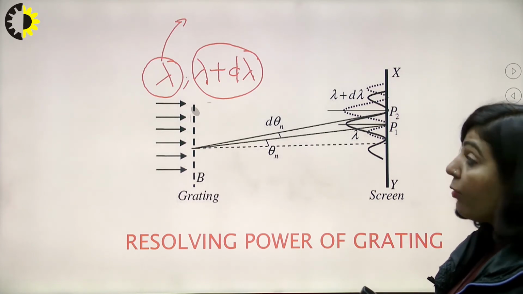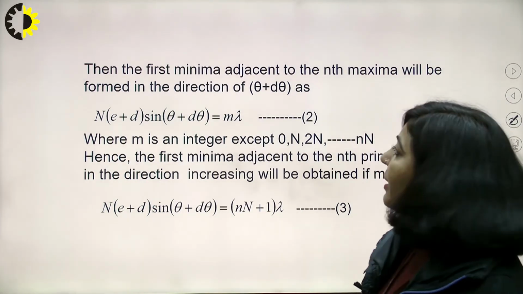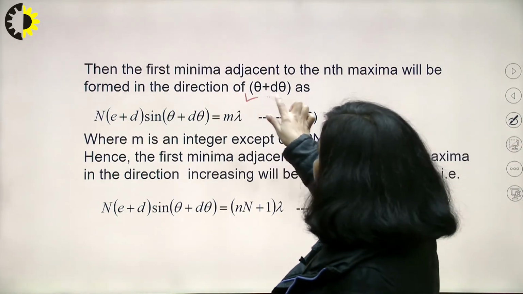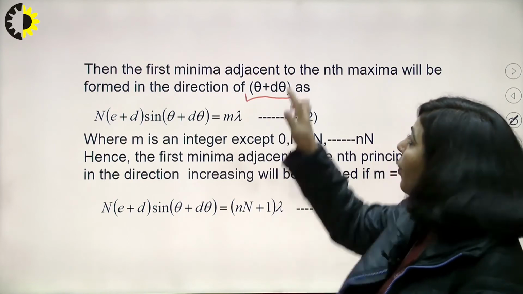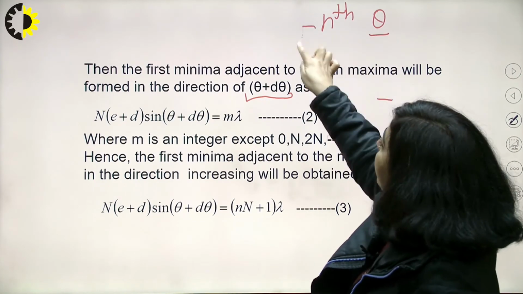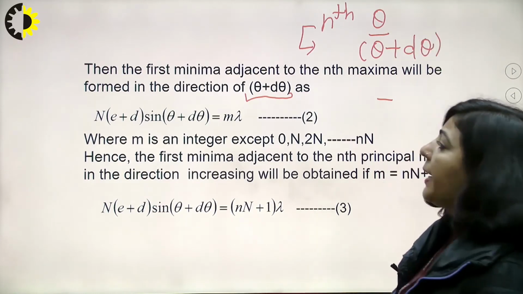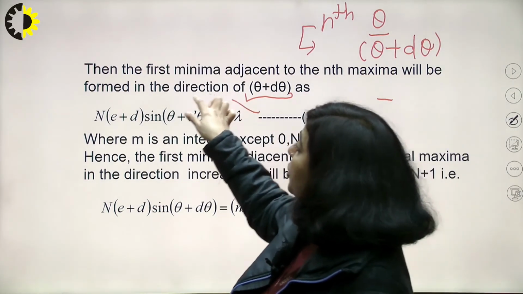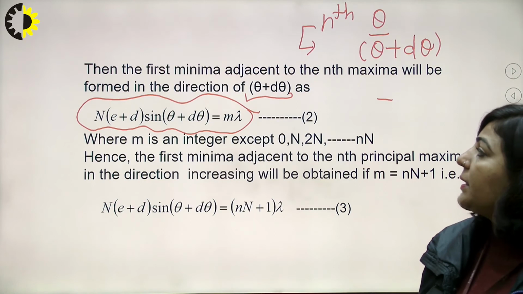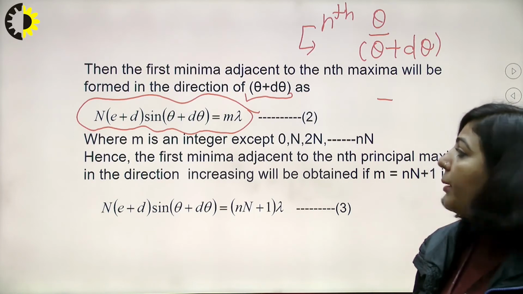So how are we going to resolve it? That we will find by again using the condition of maxima and minima. Let the first minima adjacent to the nth maxima be observed at theta plus d theta. So your nth order maxima was observed at theta, and next to this nth order maxima we have a minima, and that minima is observed at theta plus d theta. You know the condition of minima is (e plus d) sin(theta plus d theta) equals m lambda, where m is the order of minima here.